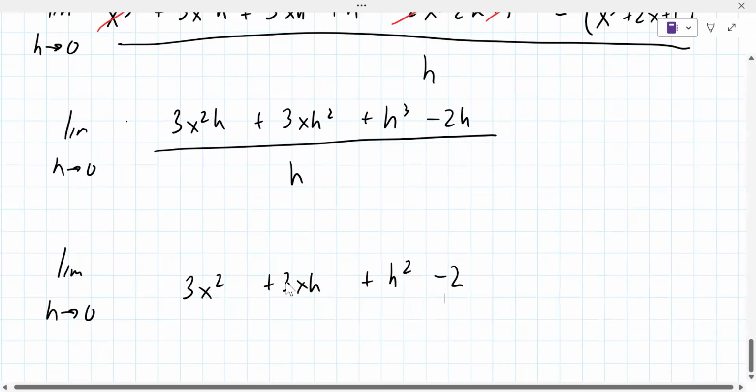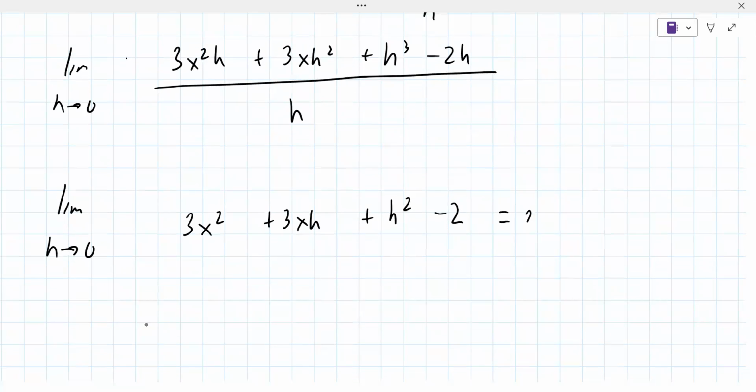And now, because there's no more division by h, you can put 0 in for h. So this becomes 3x squared plus 3x times 0 plus 0 squared minus 2. So 3x squared minus 2 is your answer.